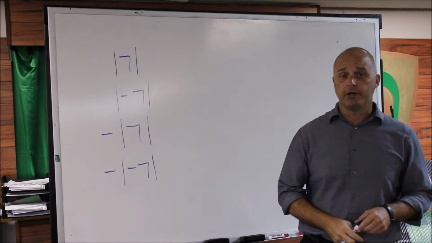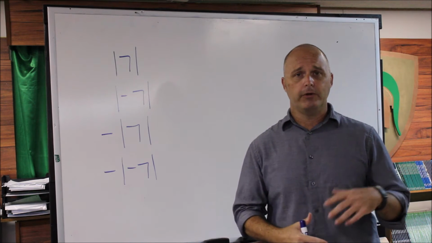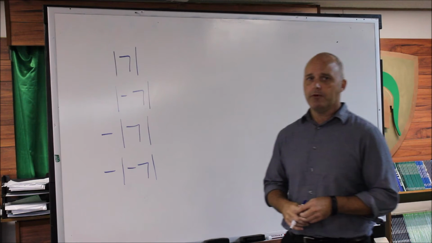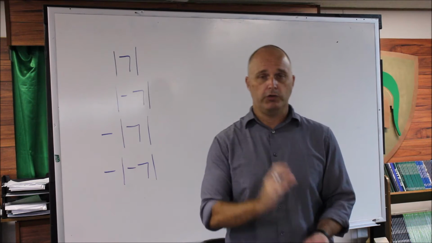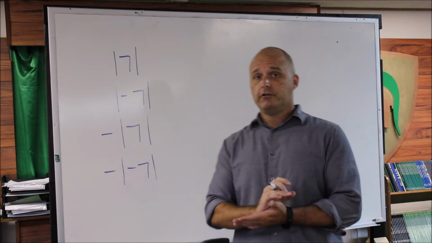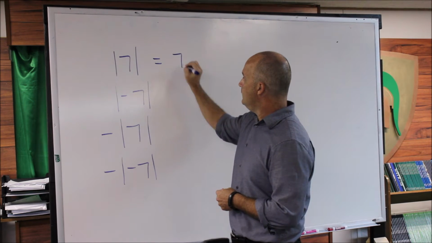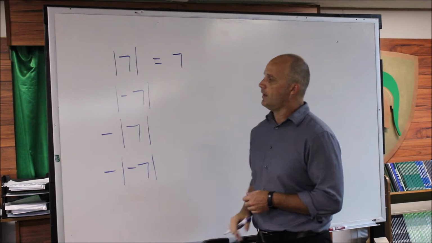Now what I've done here is I've put up 4 examples to show how absolute value is going to react based on whether we've got a positive or a negative on the outside of the absolute value. The one thing that you do want to know is that whatever is inside of the absolute value is going to become positive. So if we've got the absolute value of 7, that's going to be just 7. Since there's a positive on the outside, we're going to leave it as 7.